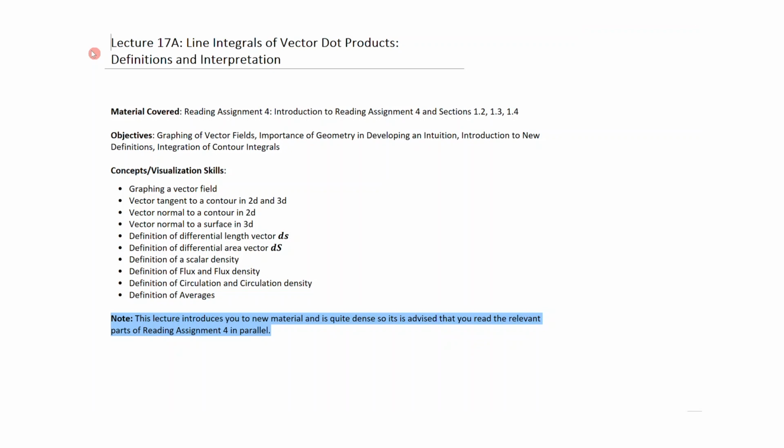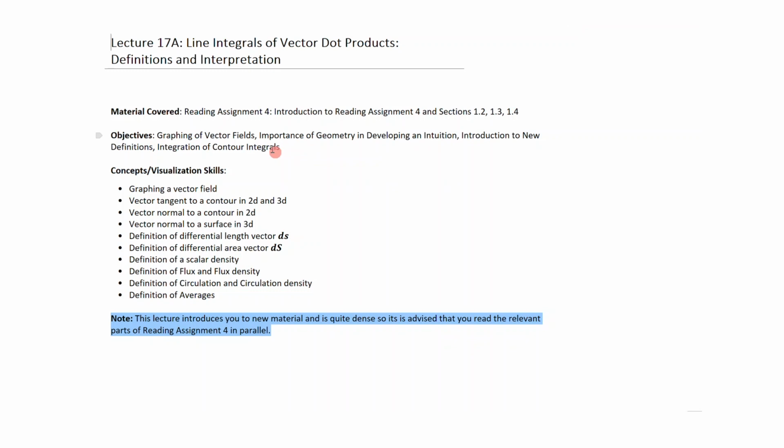1.4. So the objectives of this teaching module basically is to show you how to graph vector fields, the importance of geometry in developing an intuition, and introduction of new definitions, again associated with geometry. And then finally we look at the integration of contour integrals. Contour integrals basically just integrals over curved lines. That could be lines in 2 dimensions or in 3 dimensions.